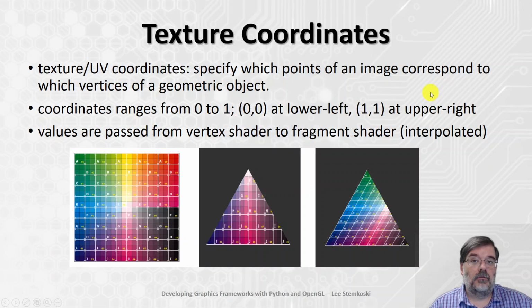They tell the GPU which points in an image correspond to which vertices of a geometric object. And there's lots of ways you can make this association. For example, here on the left, I have a sample texture file. Now texture coordinates range from 0 to 1. The horizontal axis is the U axis, which goes from 0 on the left to 1 on the right. The vertical axis is the V axis, going from 0 on the bottom to 1 on the top. So the lower left corner is 0, 0, and the top right corner is 1, 1.